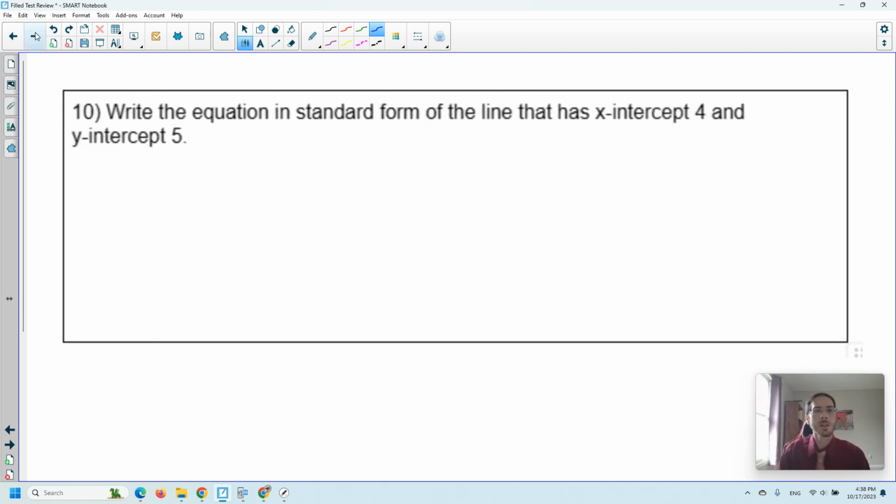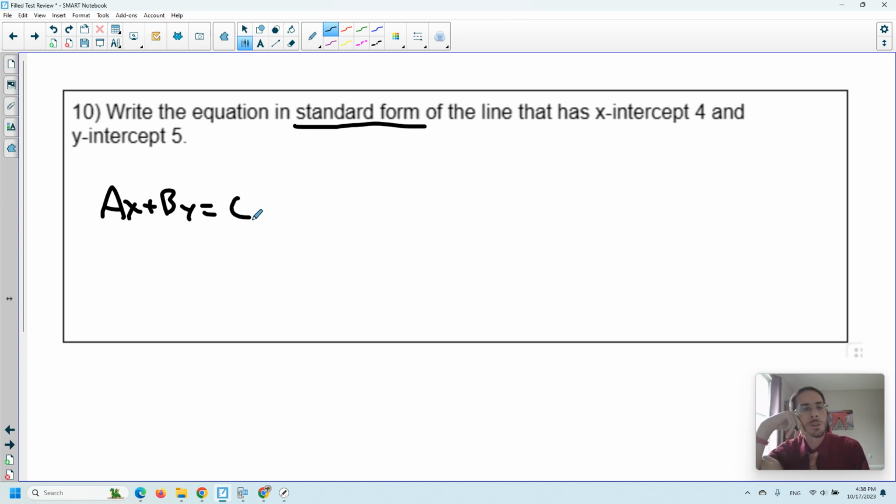All right, 10, write the equation in standard form of the line that has x-intercept 4 and y-intercept 5. Okay, well, standard form makes sense. So it's going to be ax plus by equals c. Seems pretty good. But now is where things get tricky. So this one is intentionally trying to trick you. It's trying to have you pick 4 for a and 5 for b. But that's not the case. That actually won't work out. So what we want to do is come up with some numbers for a, b, and c.